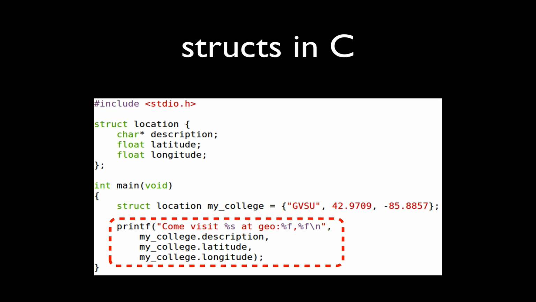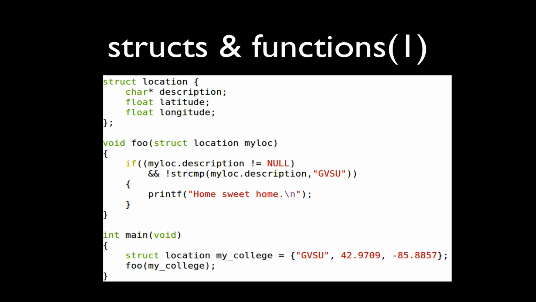So for example, my_college.latitude refers to the floating point latitude value of the structure instance my_college. Now we can also pass structures as arguments to functions, as you see here. And in this case, they're actually passed by value. So a copy of the data contained in the struct myloc, which is of type location, is going to be copied to the runtime stack.